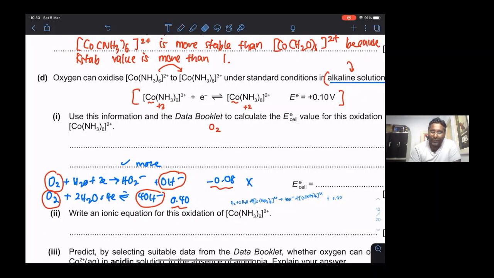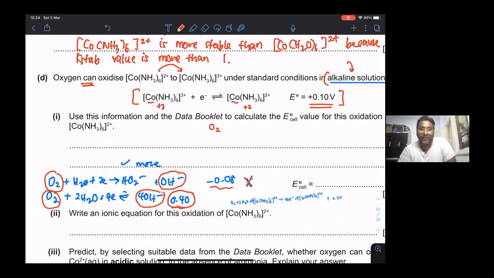So in order to go to the left, you need another standard reduction potential which is more positive than this. So you need to look for the equation that is more positive. Here I have two equations. They say can, so it means I must look for something that is more positive than 0.10. So I ignore this, no need. This is going to be the one that they meant.